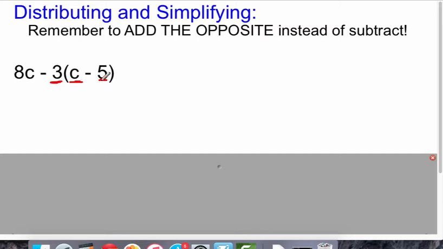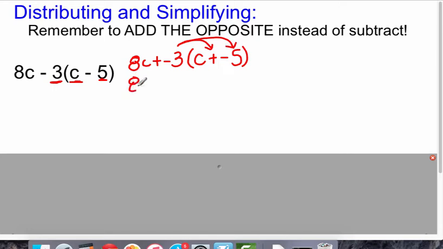Before I distribute, I want to make sure that I change subtraction to addition because that's going to affect the signs of the things that I get when I multiply. So I'm going to first rewrite this expression with subtraction changed to addition. Now I can distribute here. And I like to draw these little arrows in just to show that I need to multiply that -3 times both of the terms inside the parentheses.